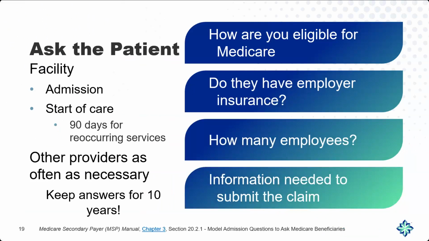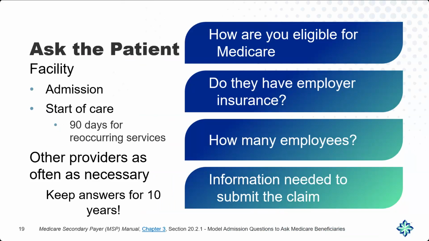And there are questions that you have to ask the patient. There is a logical flow in the CMS Medicare Secondary Payer Manual in Chapter 3, and it's Section 20.1 or 20.2.1. We'll go to that in just a moment. The logical flow says, hey, do you have eligibility for Medicare? Yes. Do you have an employer group health plan? Yes. How many employees? Hopefully the patient knows that, but not always. Sometimes that's what they don't know, which is why you're going to rely on a system. And then get whatever information you need to submit the claim, right? What's the name of the plan, things like that.